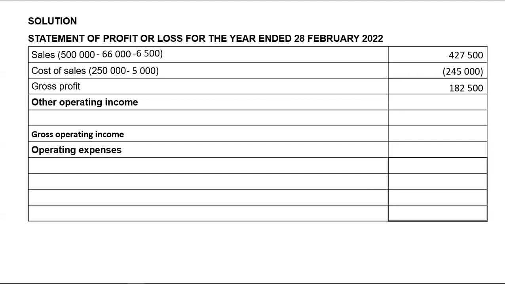Under other operating income, we've got trading stock surplus, which was 40,200. And I showed you how we got that 40,200. Note, you need to show all working within brackets because, guys, this is how they mark this.